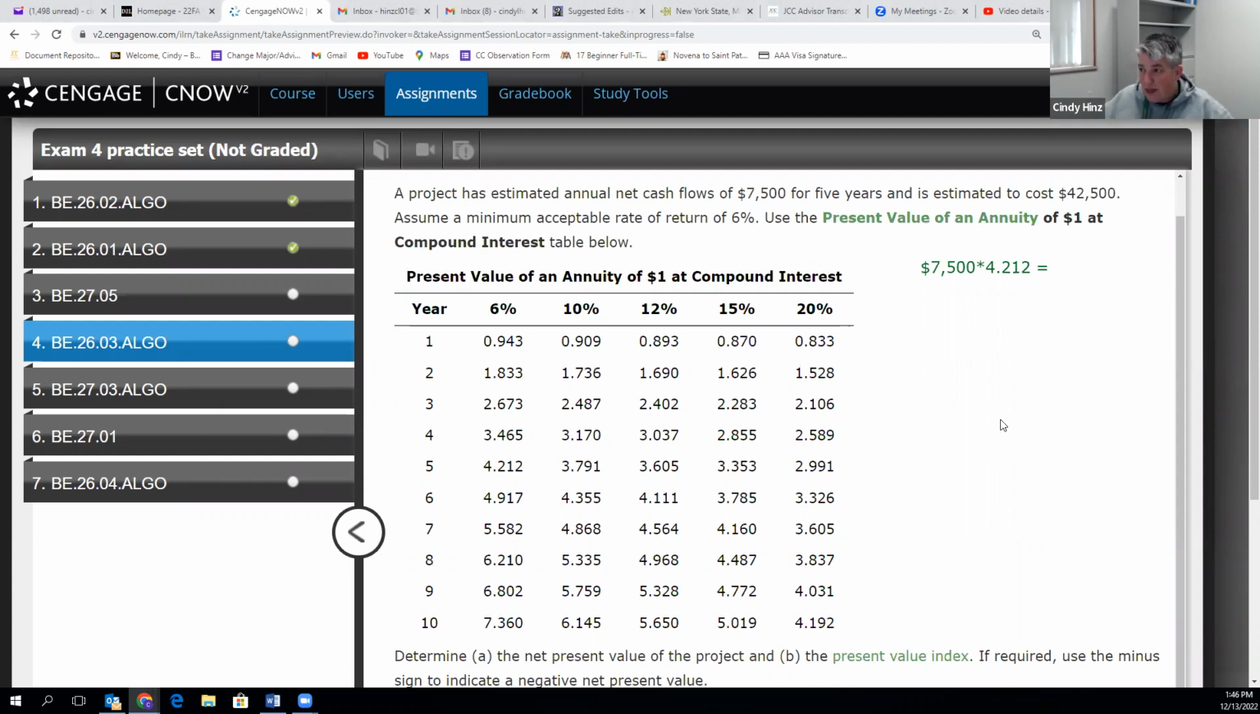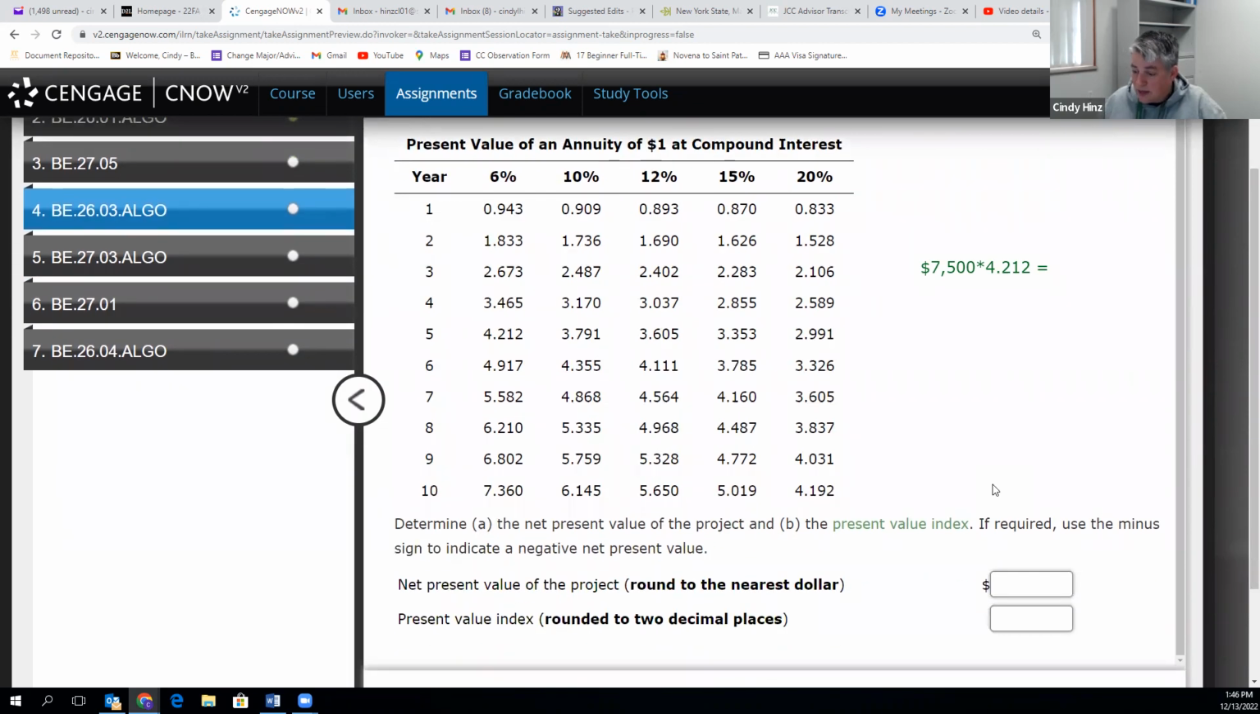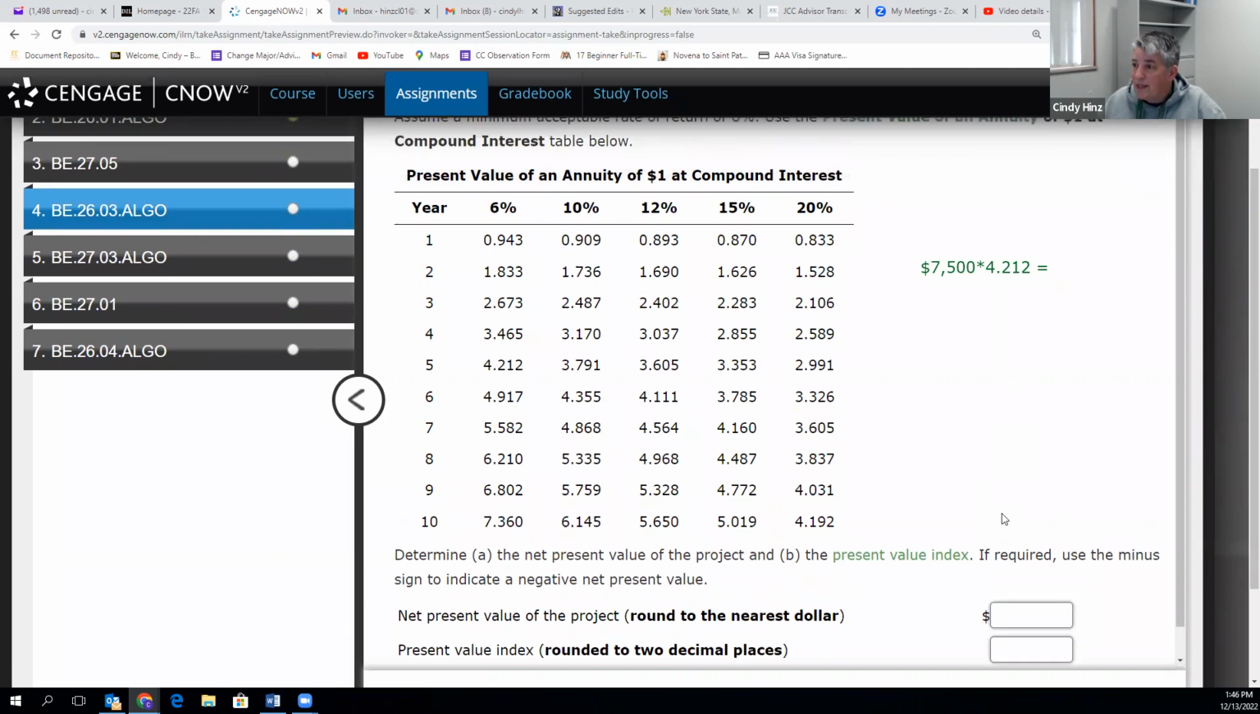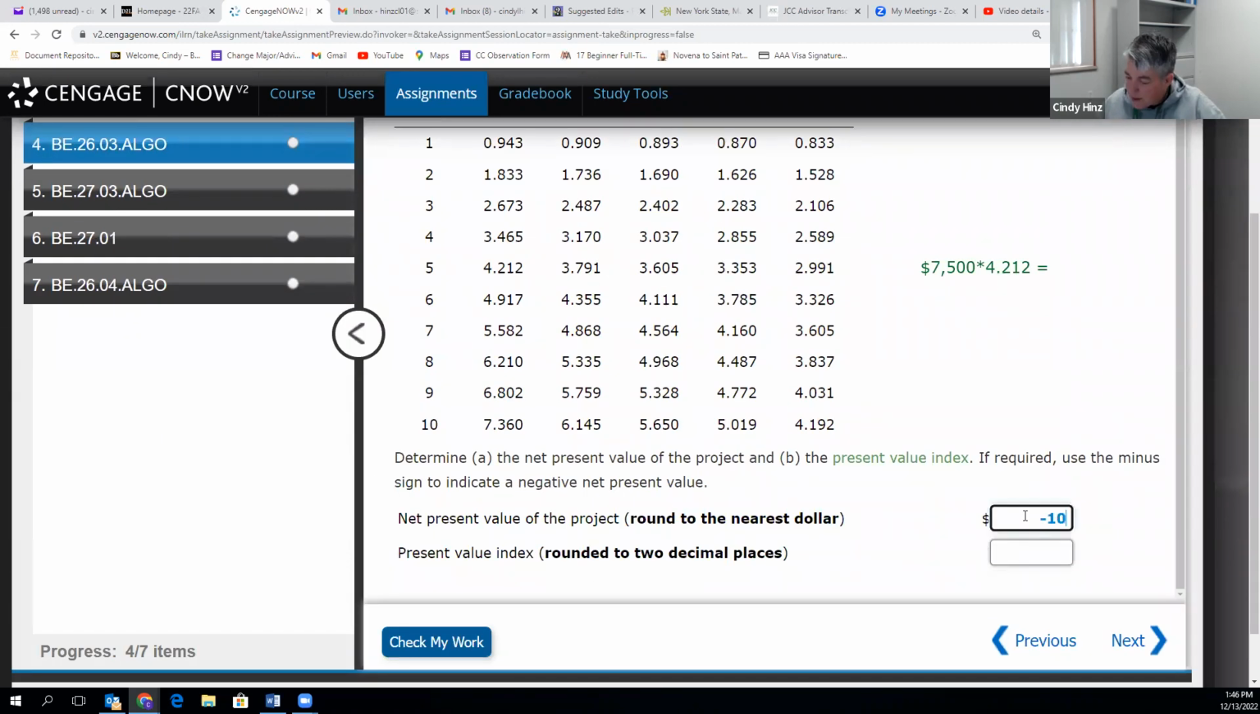It has a negative NPV. But let's finish the calculation anyway. 7,500 multiplied by that factor, 4.212, that's $31,590. We then subtract from that the $42,500 that it's going to cost us up front, and we get a very big negative NPV. It's okay. We can still talk about the principles involved. I'm going to write this off to it was generated algorithmically. No individual sat down and said, gee, we've got to make sure that this makes sense. Nobody would ever think that a project that costs $42,000 up front and only brings in 37.5 over 5 years is going to be worth it.